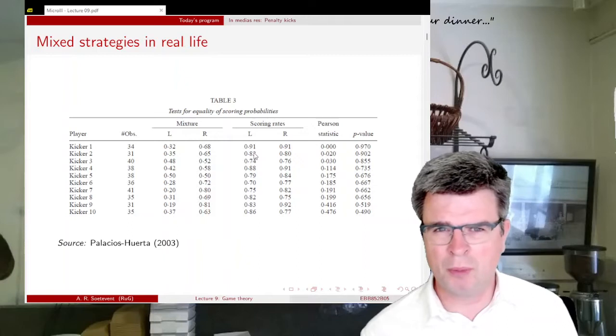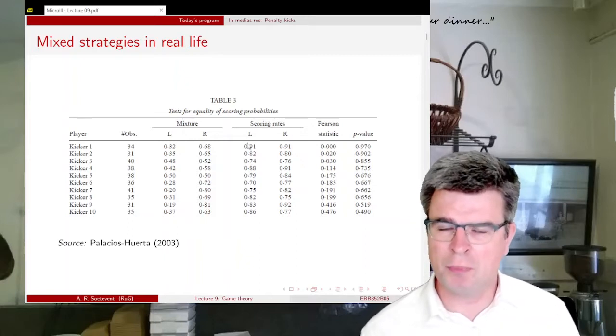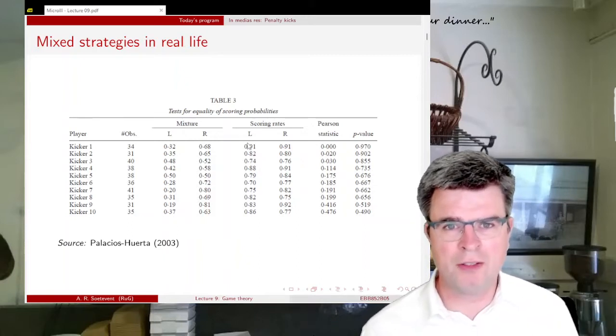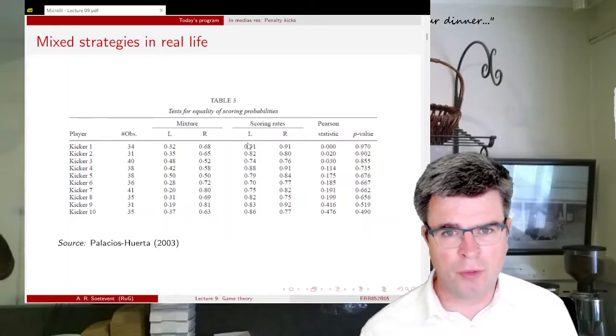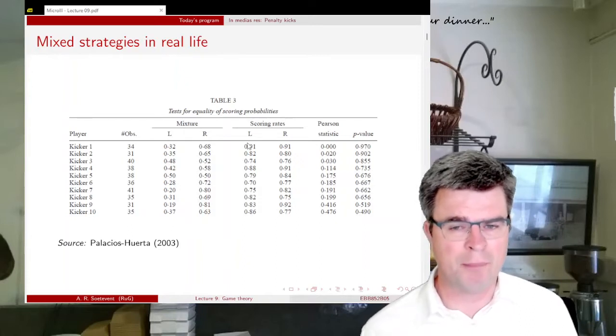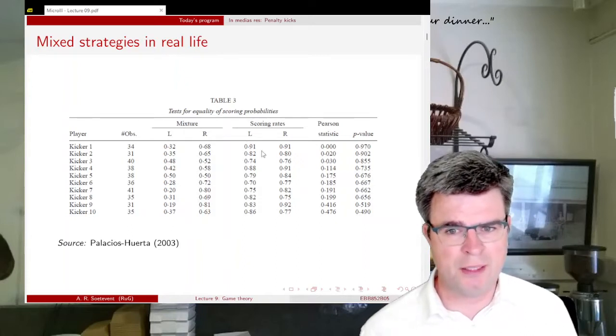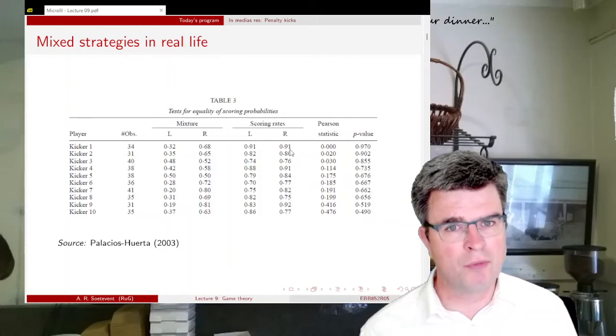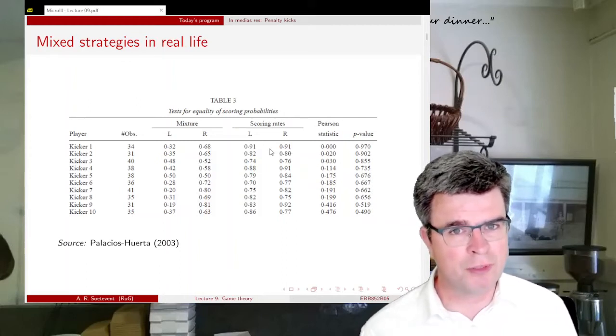And this is what we will see in general. If players play a mixed strategy, then the payoff of playing each of the pure strategies is identical in equilibrium. So what he finds is that this penalty kicker follows a Nash equilibrium strategy.